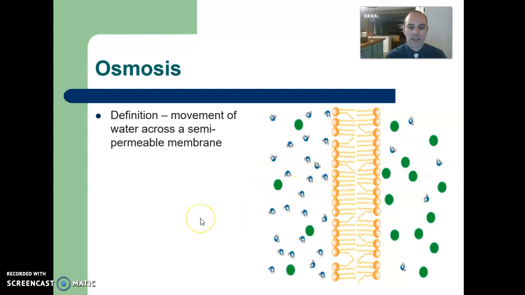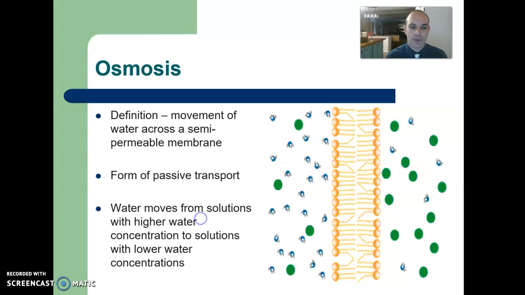We've got water across a cell membrane because it's semi-permeable, right? It's a form of passive transport. Water moves from solutions with higher water concentrations to solutions with lower concentrations. What does that sound like? Well, that's the same definition as diffusion, except for now you're using water. Osmosis deals with water. It's simple.